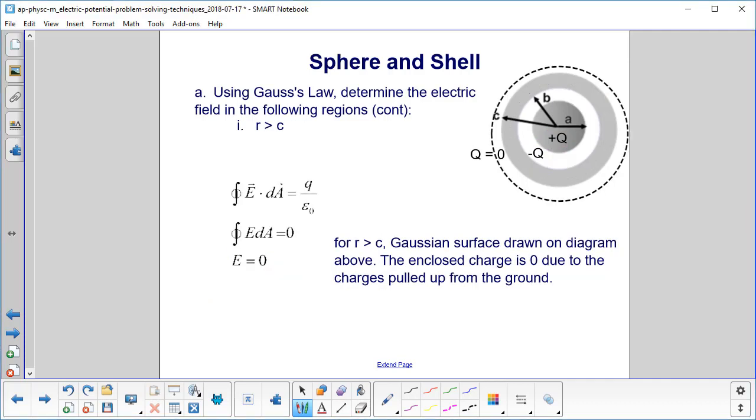Finally, we want the electric field outside the shell and sphere combination. There's our Gaussian surface. The enclosed charge is plus Q minus Q. It's 0, so the electric field is 0. That's a consequence of having first grounded the shell and then removing the ground.